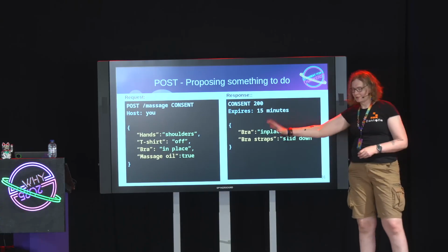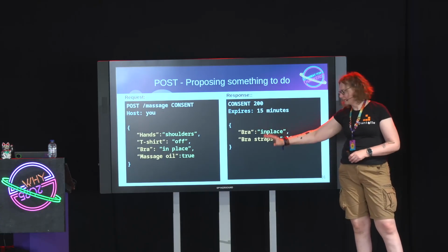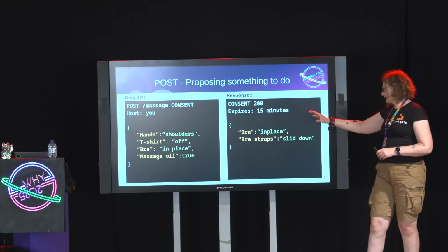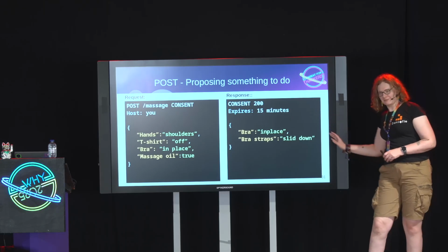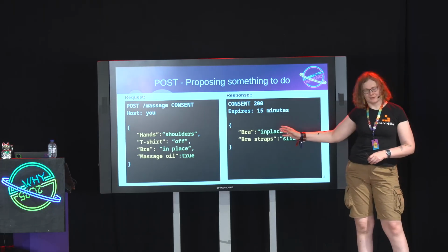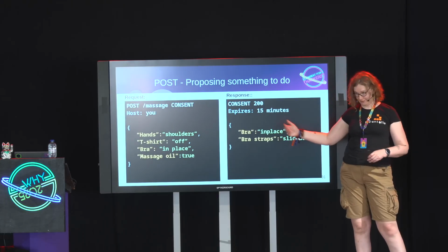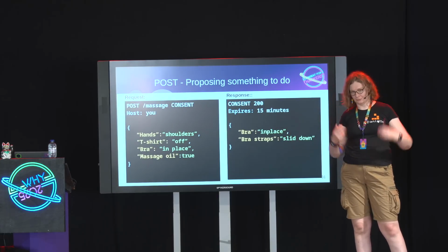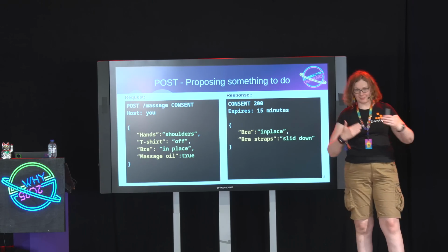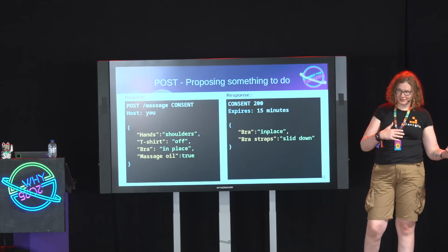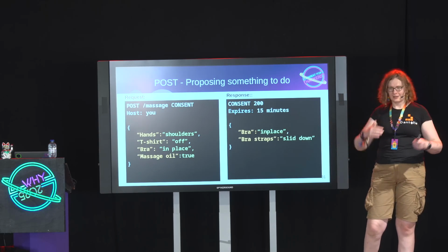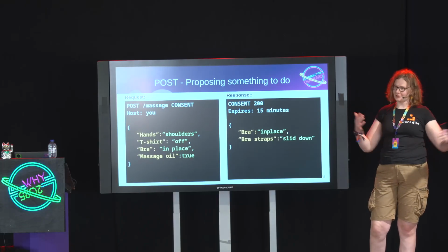Here you can start a back and forth. You can do a POST request and say, well, you can slide my straps down, and you can also, I don't mind if you take your bra off. Do you mind taking your bra off so I can do your back as well? You want a little bit of coverage? You go for a back and forth: do you want this? Yes. Do you want this? No. Yes, no, until you come to a conclusion: these are the things that you want to do.